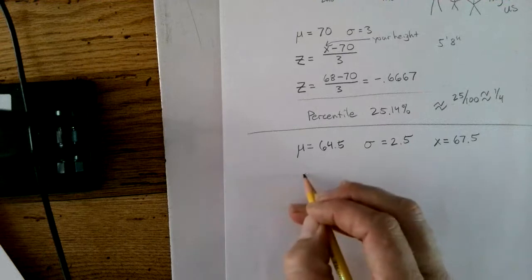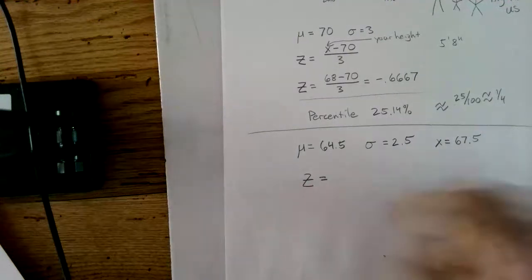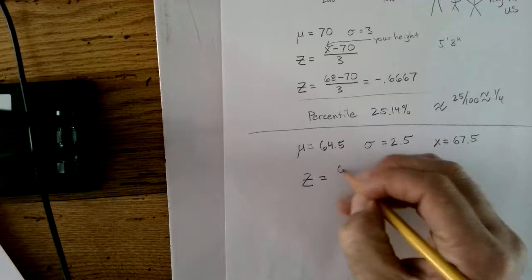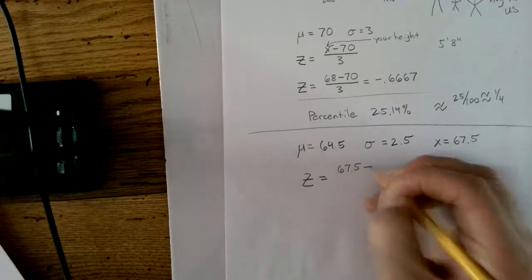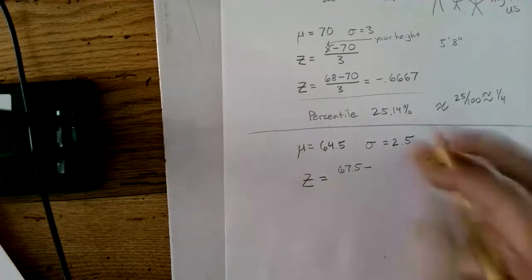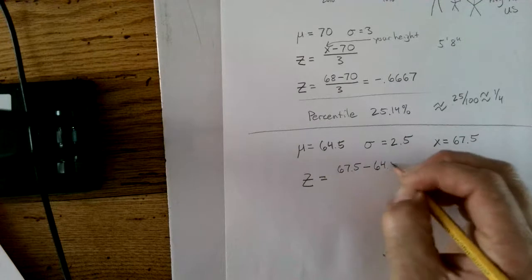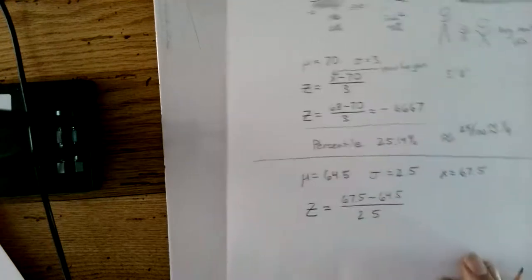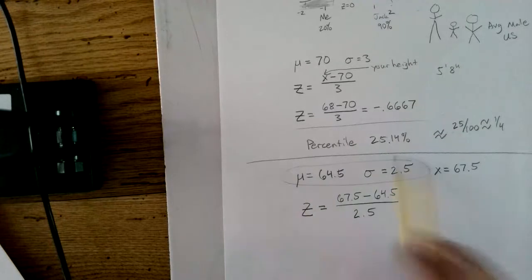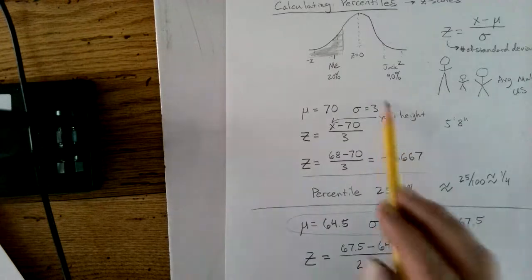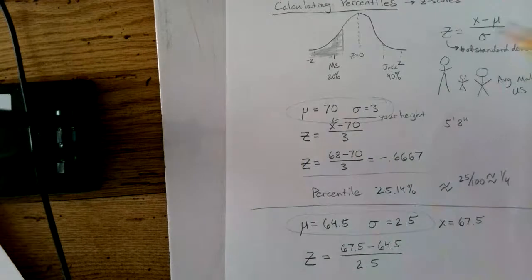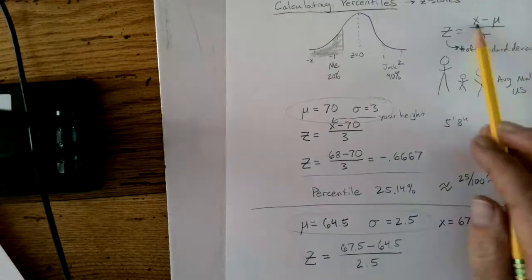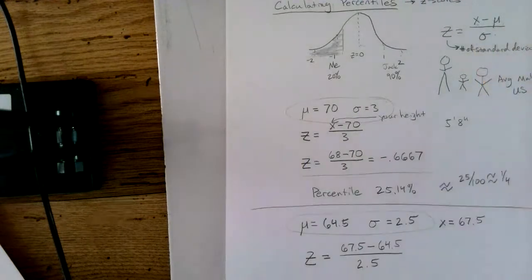So we're going to calculate her z-score, and that's going to be her height, 67.5, minus the average, 64.5, divided by the standard deviation, 2.5. So girls, you're going to use those numbers. Guys, you're going to use those numbers, okay? And we just plug it into this formula. X minus mu divided by sigma. So X was 67.5, mu was 64.5, sigma was 2.5.